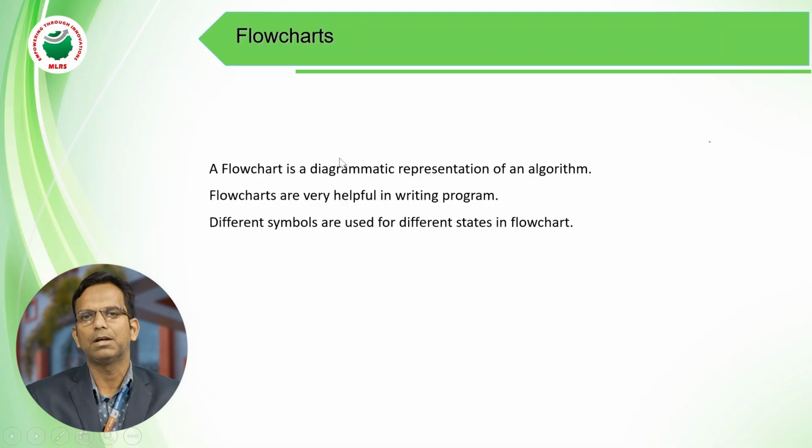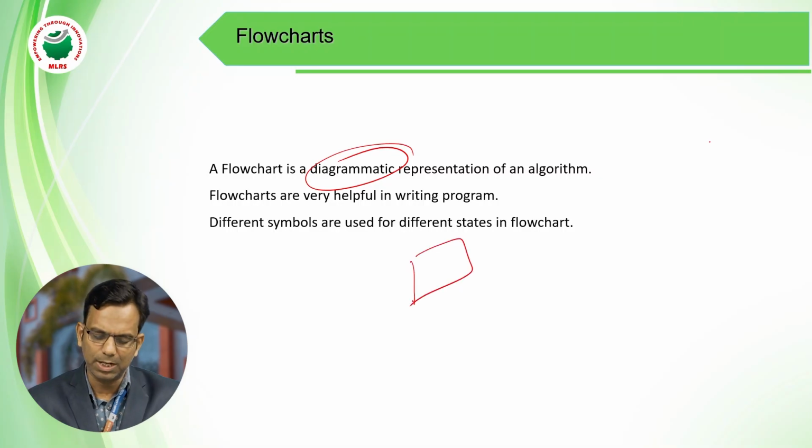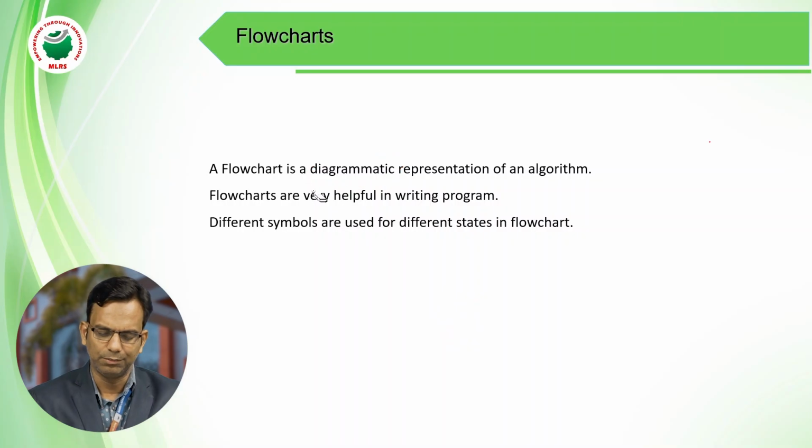Then another concept in the introduction to C language: the flow chart. A flow chart is a representation of the algorithm. Which type of representation? It is a diagrammatic representation. It will be written in the form of diagrams, with some symbols. We'll discuss that in the next slide.